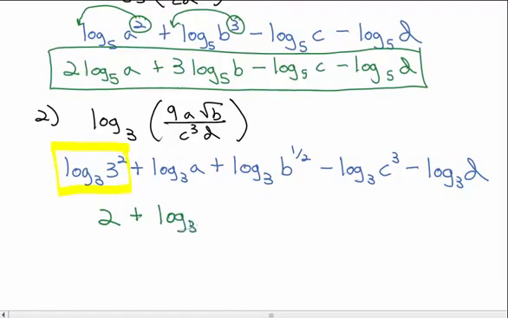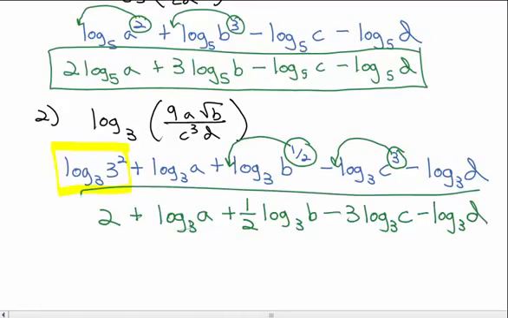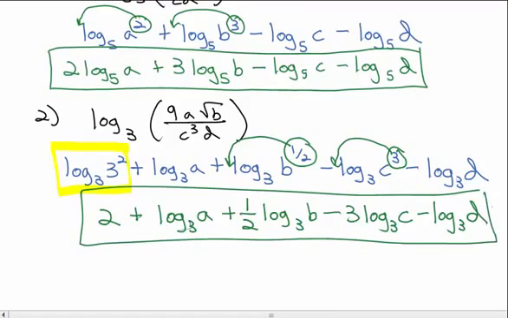Plus, we can't do anything with log base 3 of a. Plus, we can grab that 1/2 exponent and move it out front. 1/2 log base 3 of b. Minus, we can grab that 3 exponent and move it out front. 3 log base 3 of c, minus log base 3 of d. And in this way, we're allowed to expand our exponents.